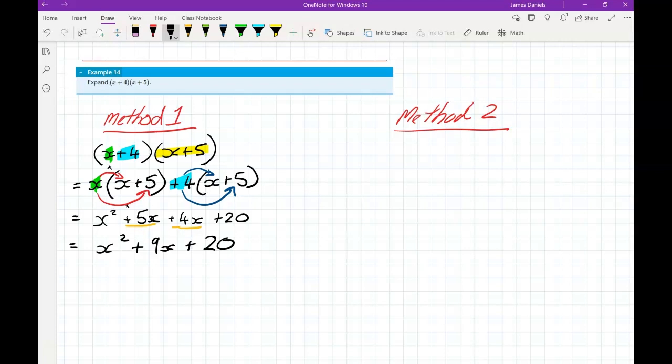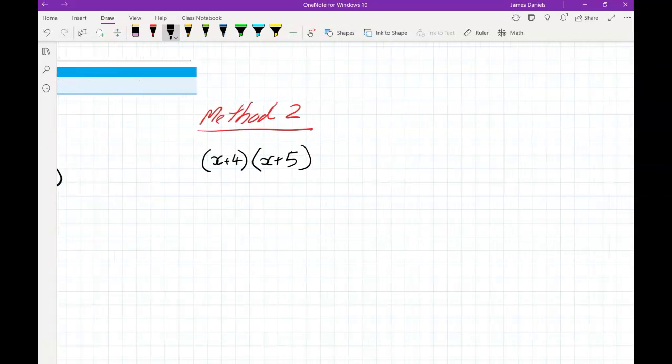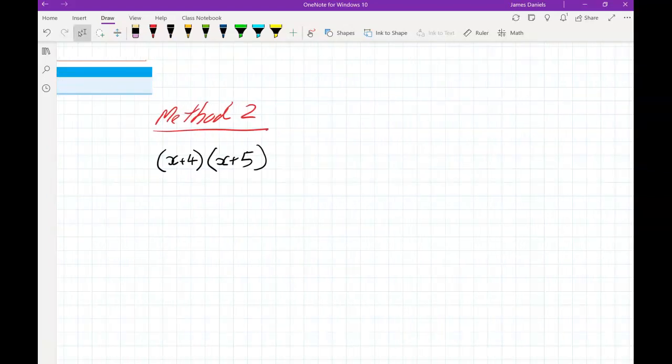Method 2. So I'm going to set the question up the same by writing it down. Bracket x plus 4, bracket x plus 5. Always writing the question down. It's going to help when we're drawing some arrows here. So we're going to learn an acronym called FOIL. FOIL is just the steps to follow when we are doing our 4 multiplications.